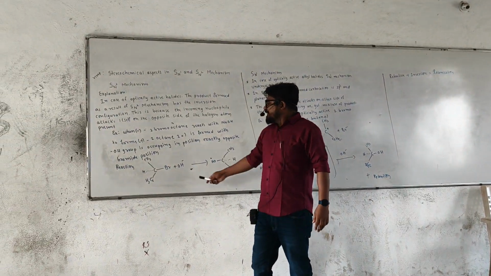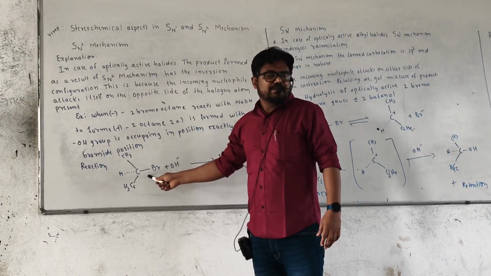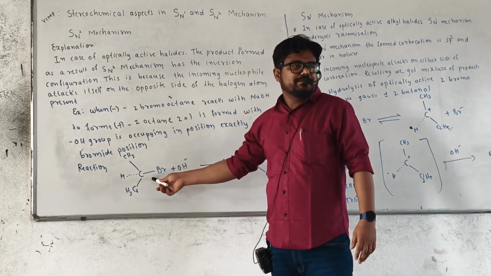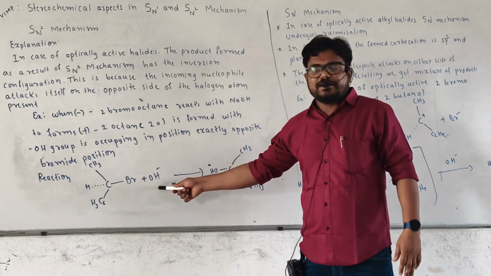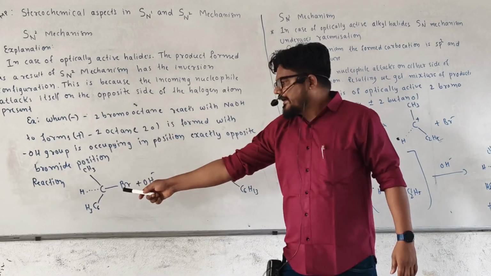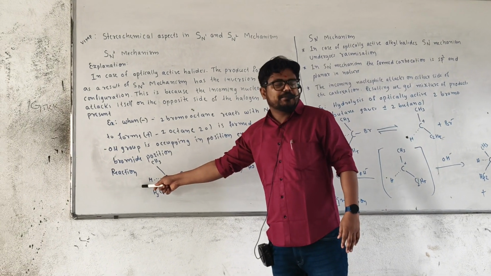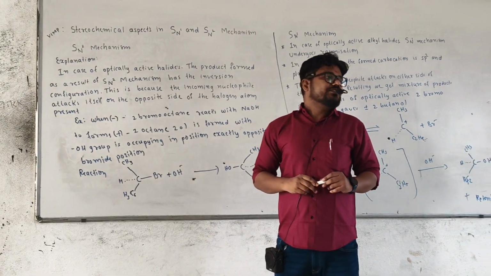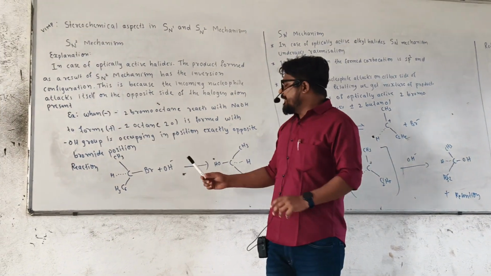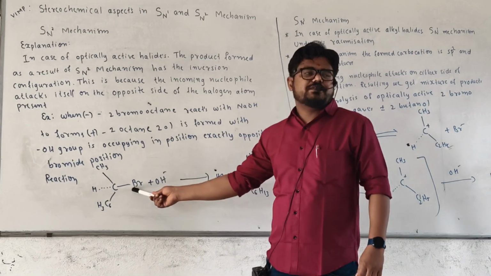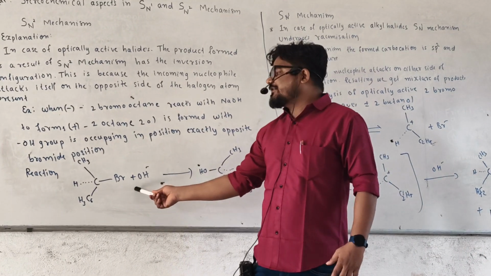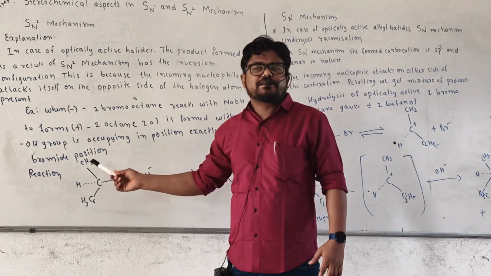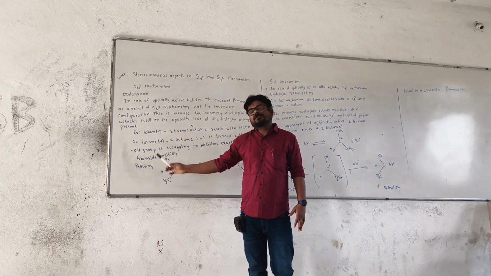In this case, the halogen is at the front side of the carbon. Now the nucleophile attacks exactly the opposite side of the halogen present on that carbon, so we can say that it is inversion of configuration. If the nucleophile attacks at the same position as the halogen, it is called retention of configuration. If it attacks on the opposite side of the halogen, it is inversion of configuration.